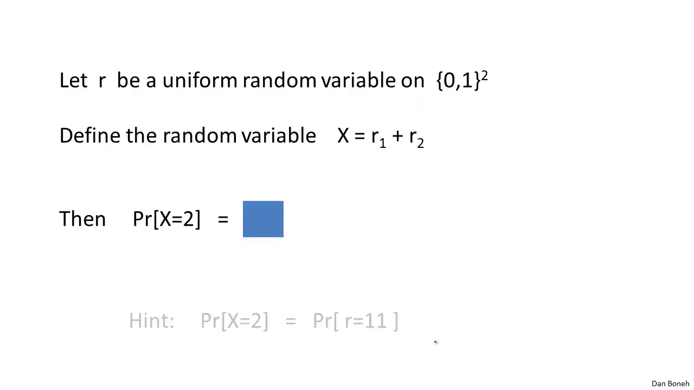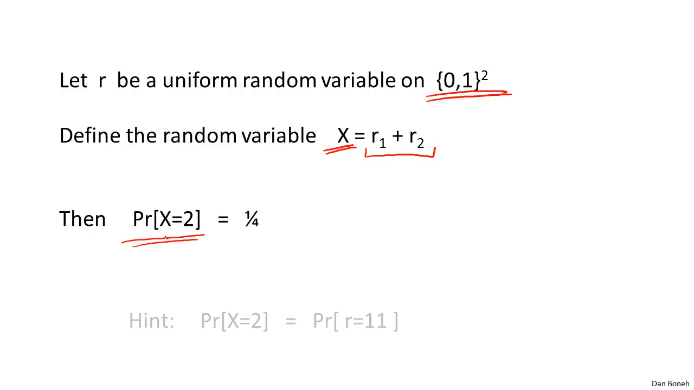So just to see that this is clear, let me ask you a simple puzzle. Suppose we have a uniform random variable over 2-bit strings, so over the set 00, 01, 10, and 11. And now let's define a new random variable X to sum the first and second bits of r. That is, X is simply the sum of r1 and r2, the first and second bits of r, treating those bits as integers. So for example, if r happens to be 00, then X will be 0 plus 0, which is 0. So let me ask you, what is the probability that X is equal to 2?